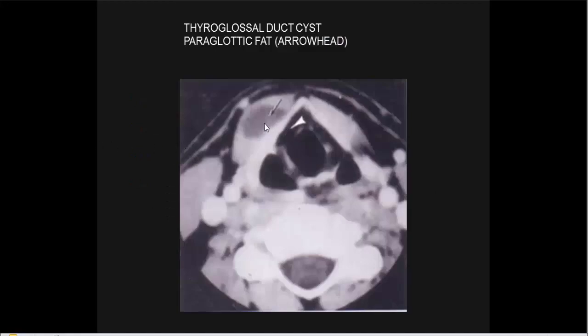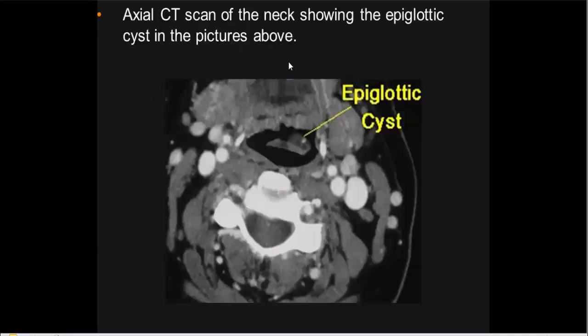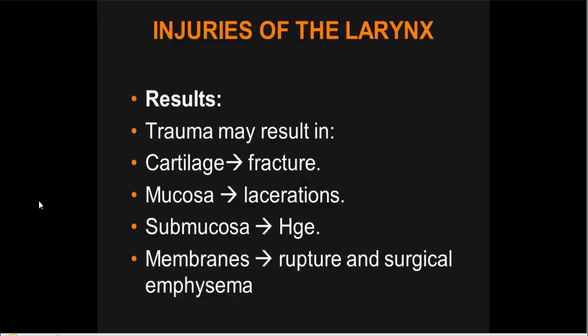This is a thyroglossal duct cyst seen outside the larynx, with paraglottic fat, lateral to the thyroid cartilage, also fluid filled. As we see, this is an epiglottic cyst of the neck. This is an epiglottic cyst.